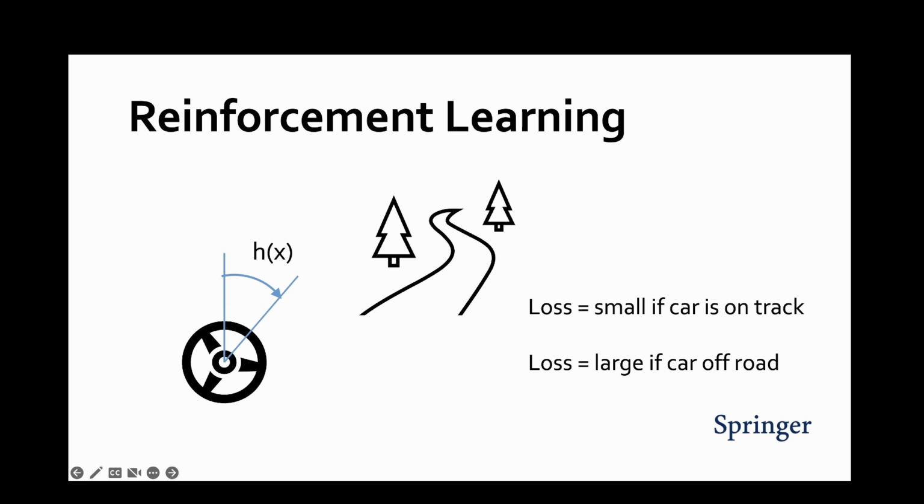A key challenge in reinforcement learning is that for each data point, the loss function can only be evaluated for one single hypothesis. Indeed, the self-driving car can only try out one prediction for the optimal steering angle in any given time point. It simply cannot explore two different predictions for the steering angle at the same time.